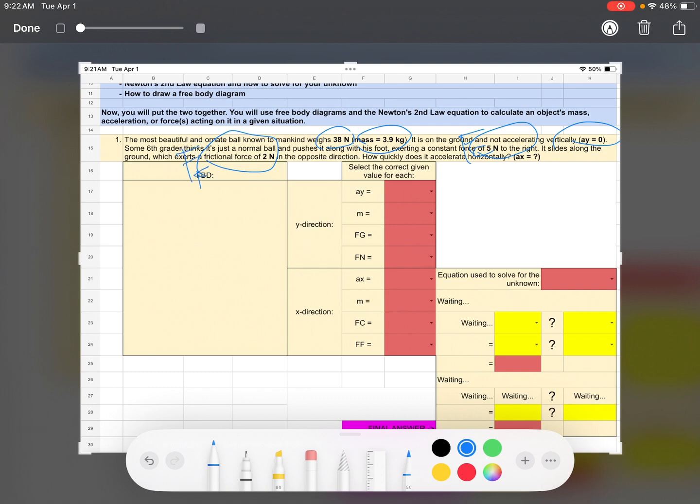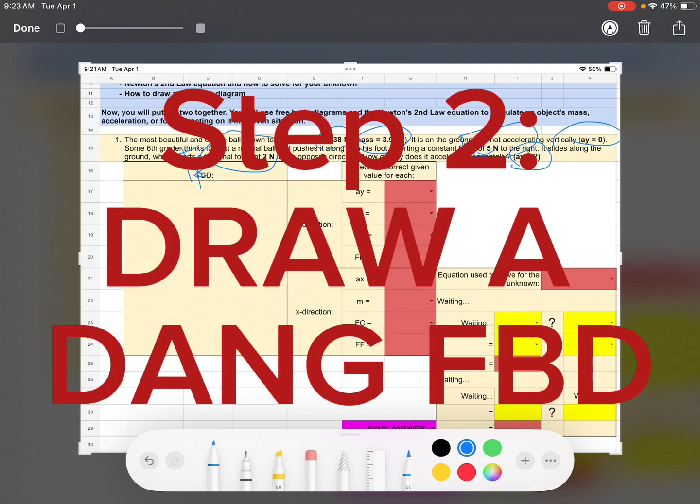And if you don't know that, then it seems like you might have skipped out on learning what the actual forces are way back in assignment 29. How quickly does it accelerate horizontally? Okay, so that tells you what we're trying to solve for. Step 1, read the problem. Step 2, draw an FBD.